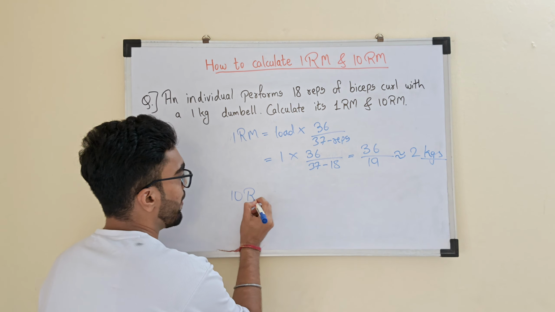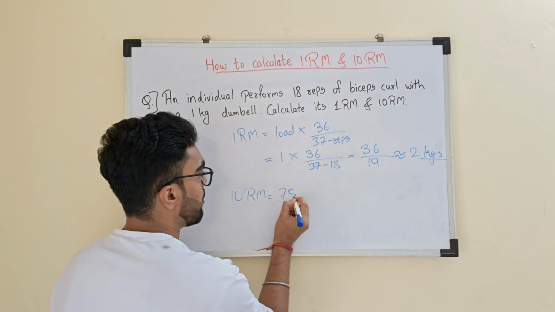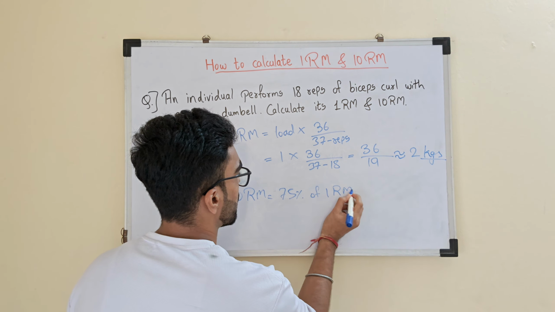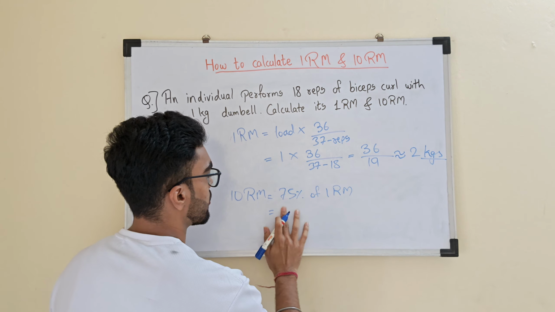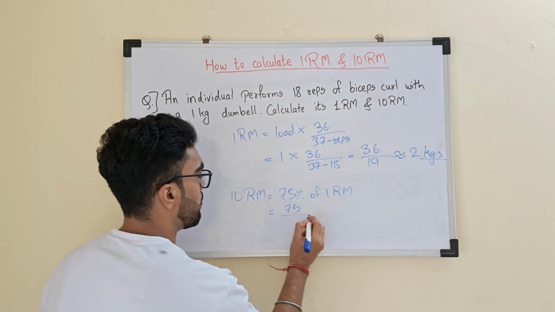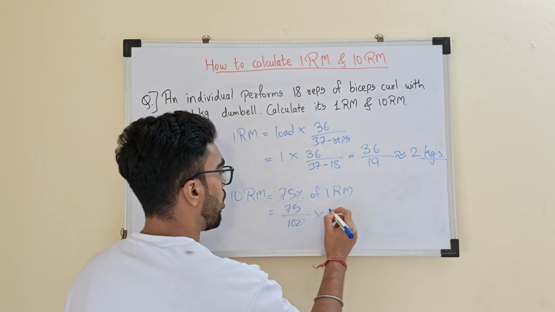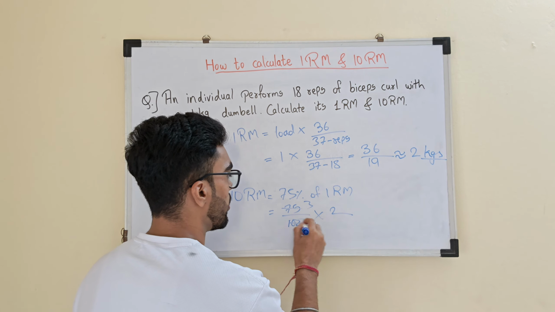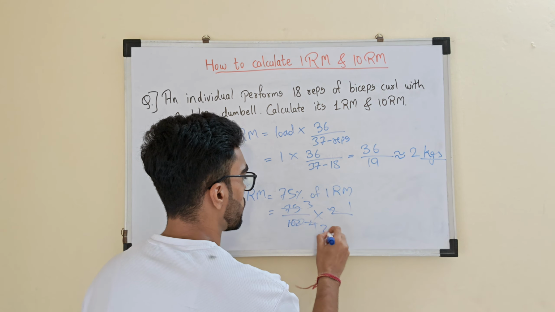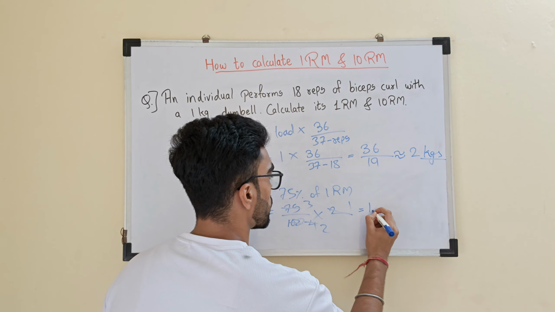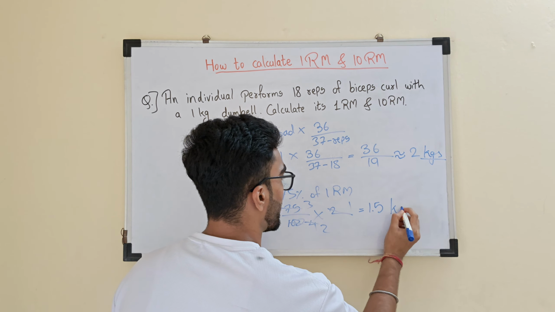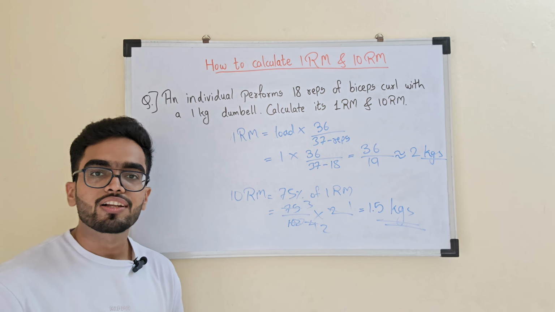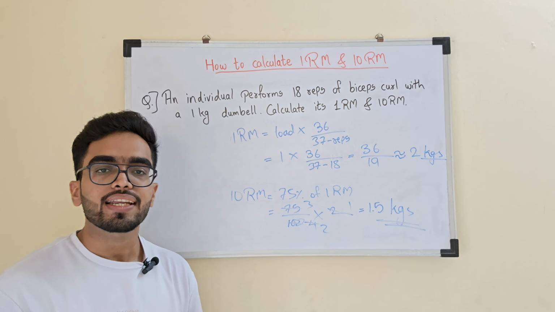Now 10 rep max is 75% of 1 rep max. So 75% of 2 kg. Okay, so this is 3 by 4, 2 ones are 2, twos are 2, and so the 10 rep max is 1.5 kgs. So this is how we calculate 1 rep max and 10 rep max.